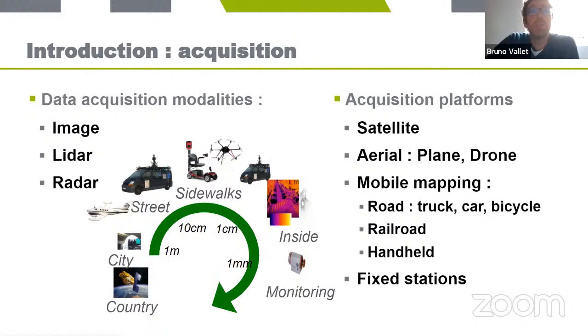So mobile mapping is putting your sensors on a truck, a bike, a car, or we can also have mobile mapping on railroad, handheld imagery. Also fixed stations if you want to have things that are very precise. But of course, the compromise is that when you have things that are far away, you can have a coverage that is very extensive, whereas when you're going closer and closer, your coverage is very limited, and you're going to need much more time to cover the same area, the same amount of city.